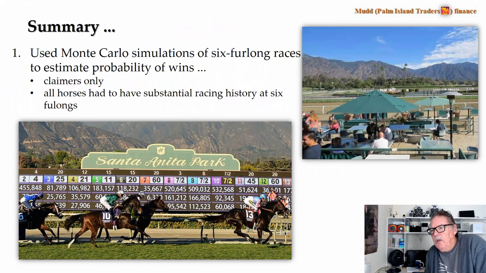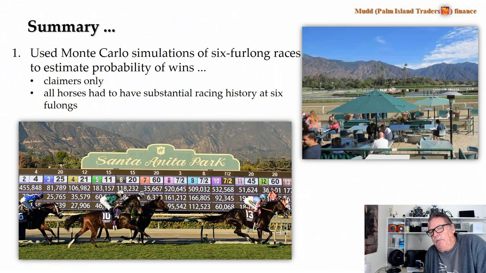Gary Langer came to me and said, I've written a program in Fortran that does Monte Carlo simulations of 6 furlong races using data from the American Racing Form to estimate the probability of wins. Even though computers were very slow then compared to now, we were using a big mainframe at the start, at least, an IBM System 360.